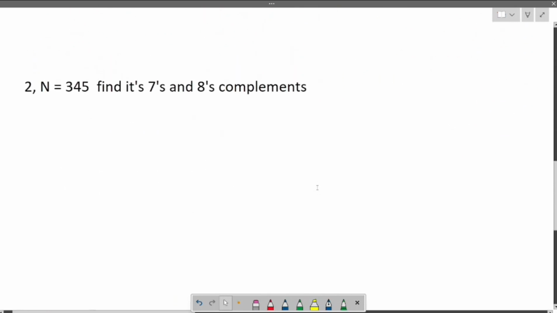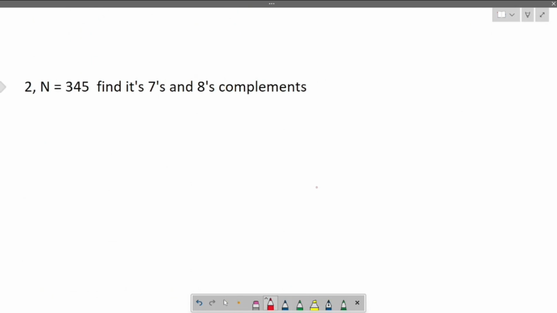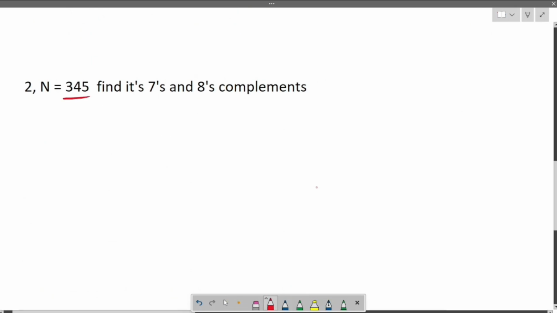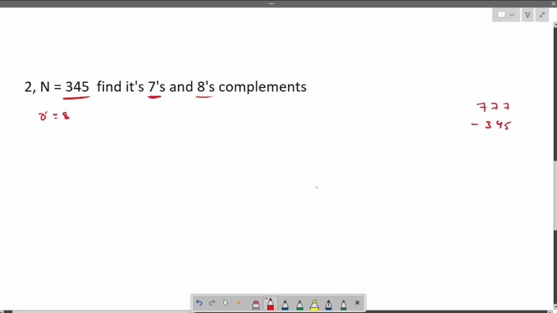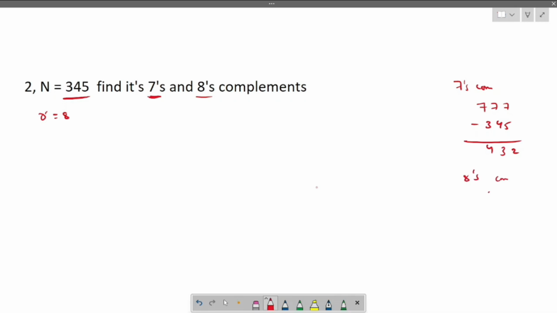Now the next question: the given number is 3 4 5. Find the 7's and 8's complement. The 7's and 8's complement means the base value is 8. That's why it is asking for the 7's and 8's complement. Without the formula, you take 777 minus 345, which is the 7's complement here: 4 3 2. The 8's complement is plus 1, like 4 3 3.